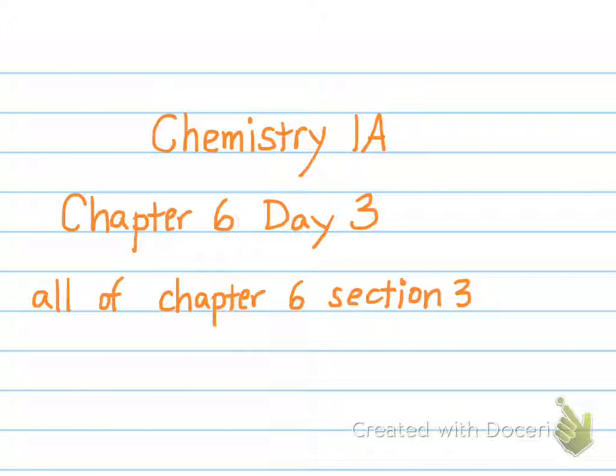This is going to be all of Chapter 6, Section 3. And this section is about ions, specifically monatomic and polyatomic ions. You are definitely going to want to have your helper sheet out, and you're going to want to have your periodic table out. We're going to talk about how to use our periodic table and our helper sheet to figure out the charges on ions. And we're also going to talk about how to name all of those ions.